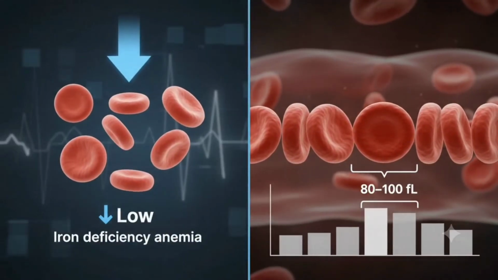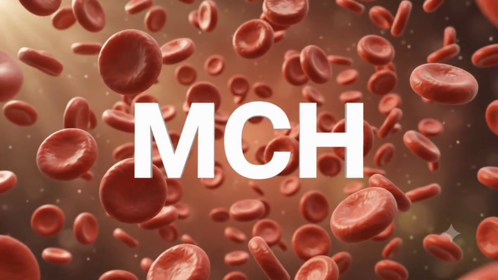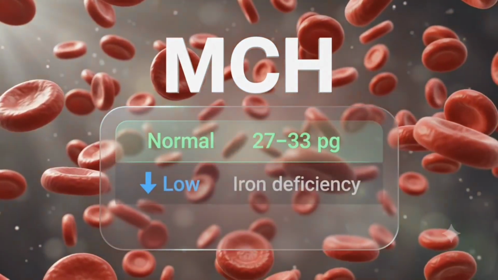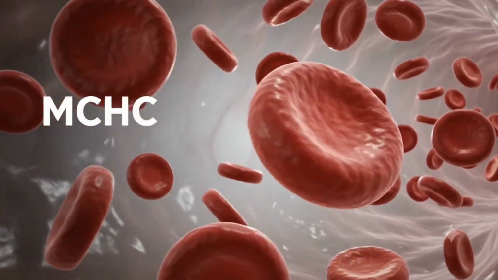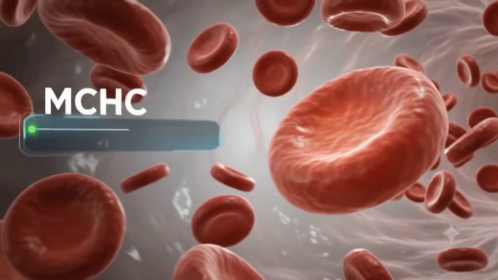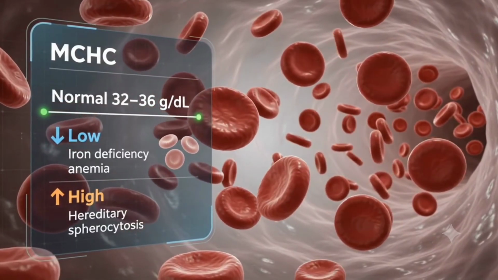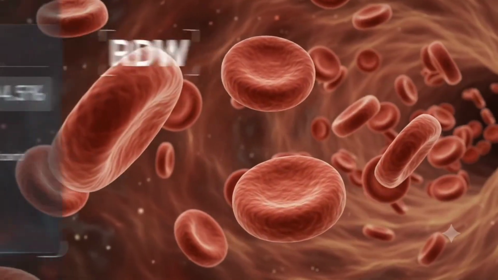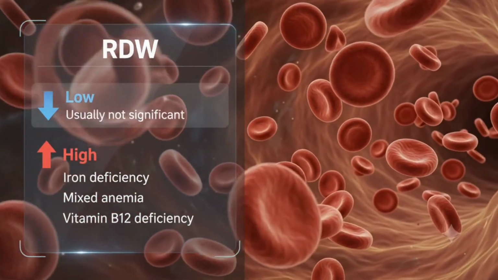A low MCV can mean iron deficiency. High levels point to vitamin deficiency. MCH measures the average amount of hemoglobin in each red blood cell. MCHC measures the concentration of hemoglobin inside red blood cells. RDW measures the variation in the size of red blood cells.